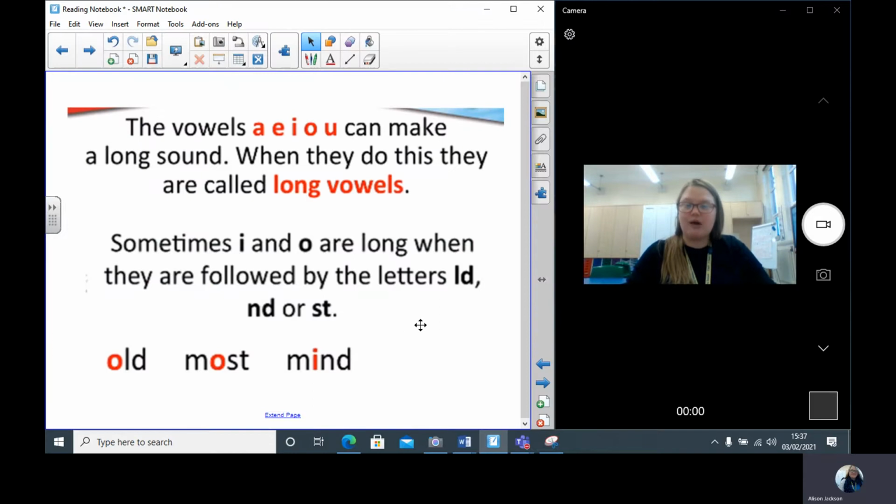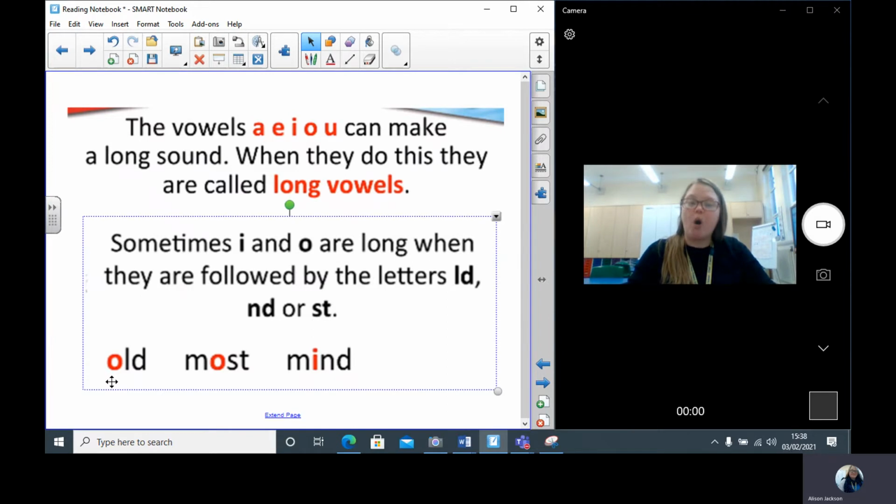today. So we're thinking about long vowels today. So the vowels A, E, I, O, U can make a long sound. When they do this, they are called a long vowel. Sometimes I and O are long when they are followed by the letters LD, ND or ST. So, for example, old, it's making the long O sound instead of the short O sound. Most, it's making the long O sound. And in mind, it's making that long I sound instead of the short I sound, okay? We're going to do the long vowel I today. So it's making the sound I instead of I.